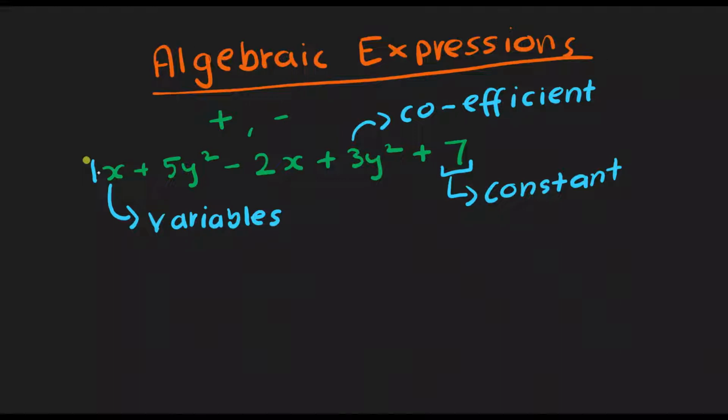Now we can go ahead and simplify this algebraic expression by collecting like terms. Like terms are those that have the same variable and power. In this particular case, our like terms are x and 2x, and then 5y squared and 3y squared. So when this expression is simplified, our final answer is going to be 8y squared minus x plus 7.